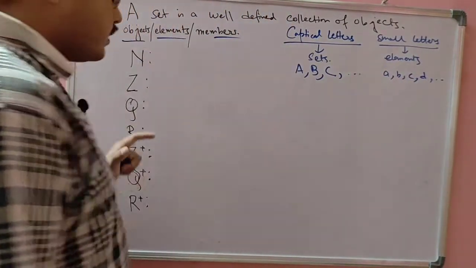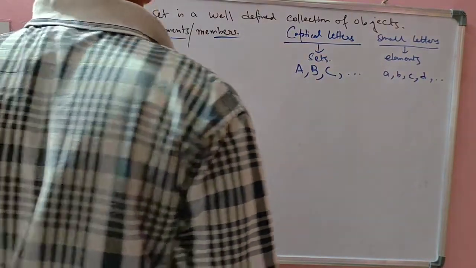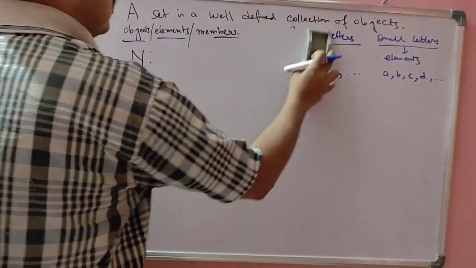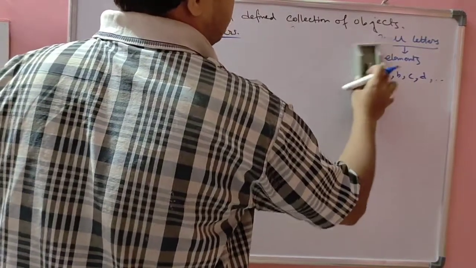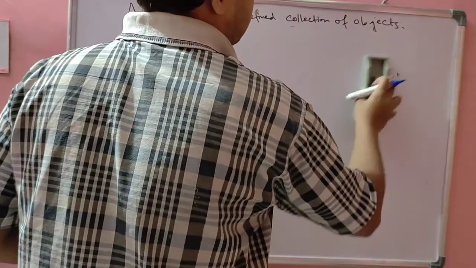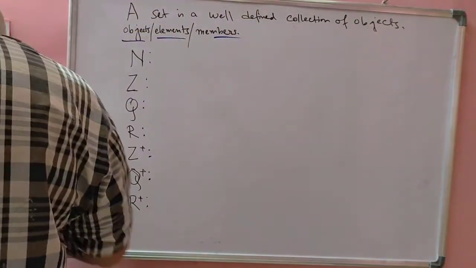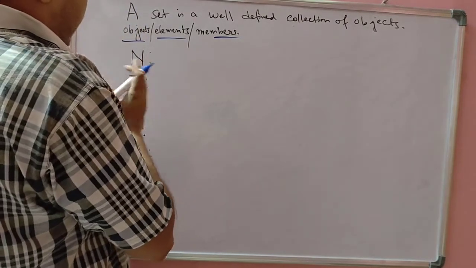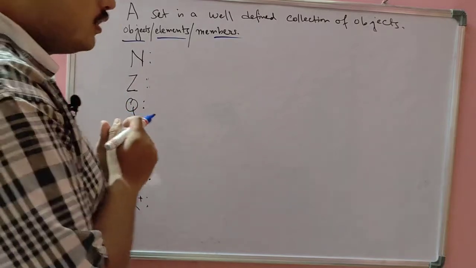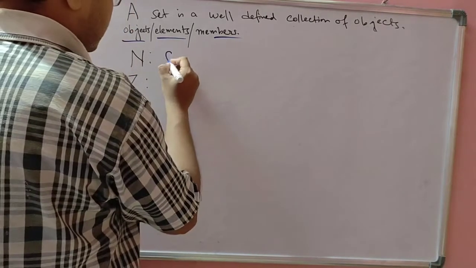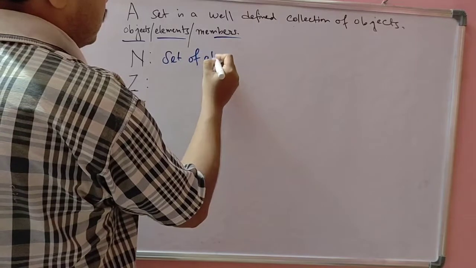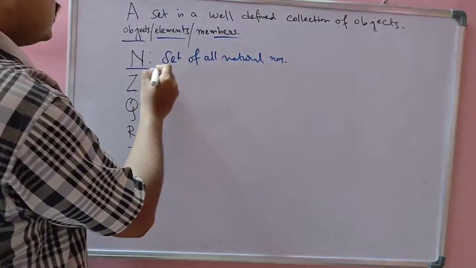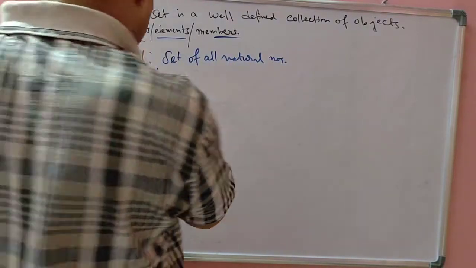So in mathematics we use some collections of sets. We will be denoting them by letters, actually by the letters on the board. So we will talk about that right now. Like N, it's actually the set of all natural numbers. This represents the set of all natural numbers.